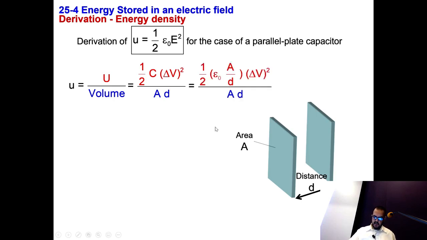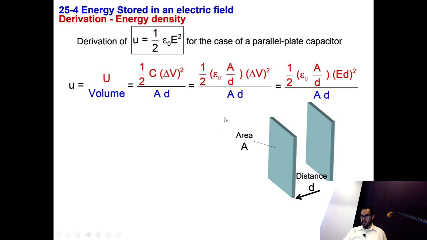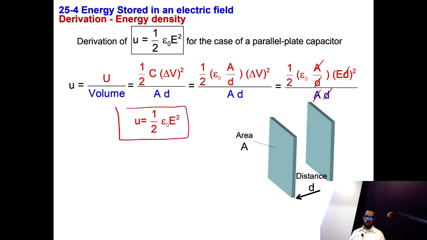Okay, C is epsilon 0 A over D, and so this simplifies. Delta V is just, remember, for a uniform electric field, delta V is equal to E times D, or we said the electric field is minus delta V over D, and we're interested in the magnitude here. The A's will cancel, the D's will cancel, and you end up with this equation. You obtain the energy density, or the energy per unit volume, which is just equal to 1/2 epsilon 0 E squared.